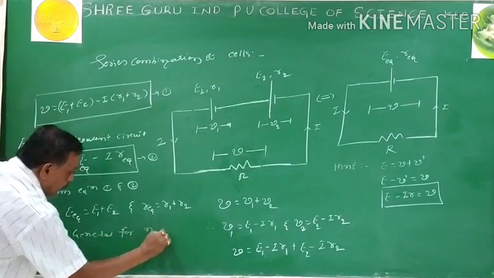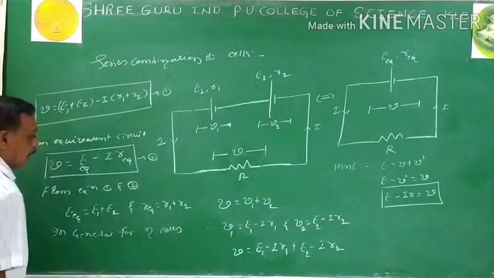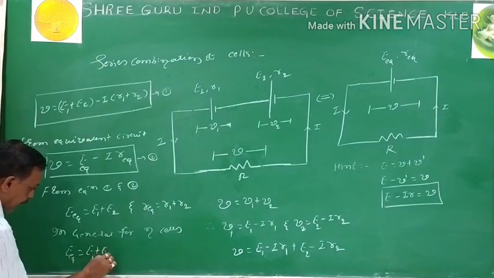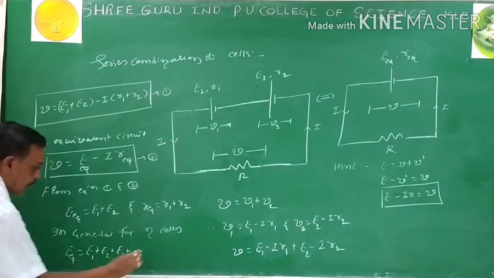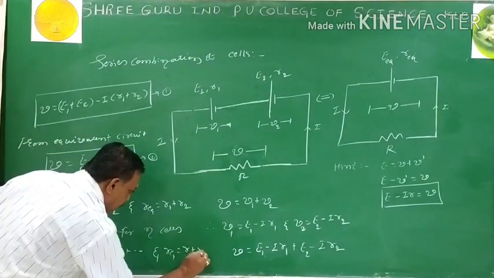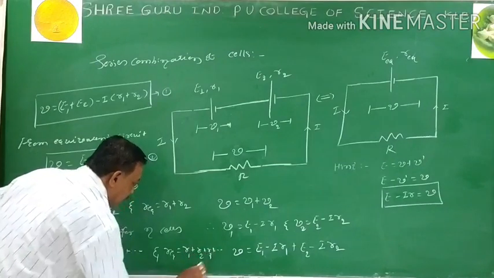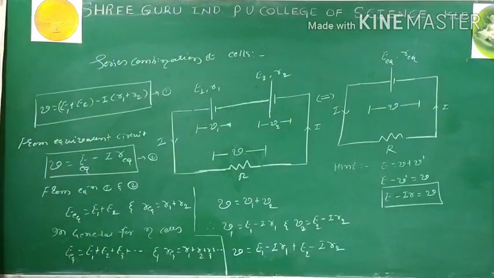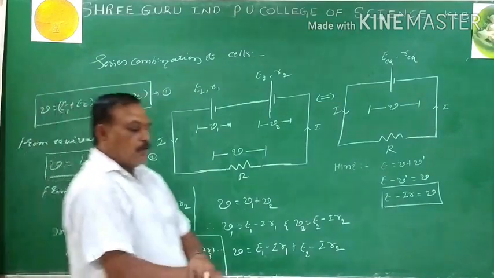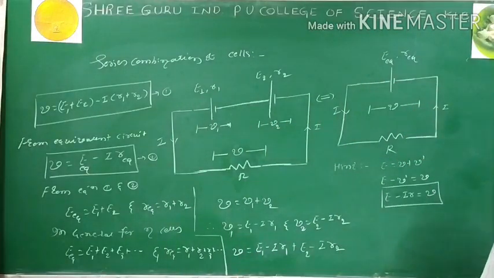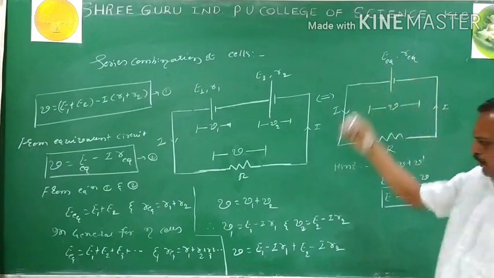For n cells with their respective internal resistances, E equivalent equals E1 plus E2 plus E3 and so on, and R equivalent equals R1 plus R2 plus R3 and so on. Now this is our concept. This is the five-mark derivation for the combination of cells in series. Simple one. The complete derivation is based on this hint. Just glance at the circuit diagram and equation.